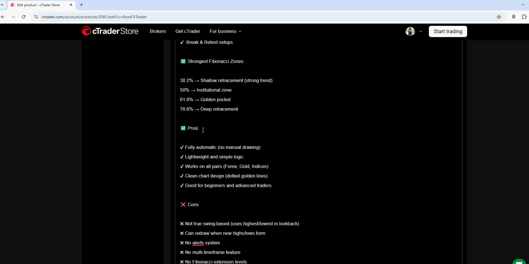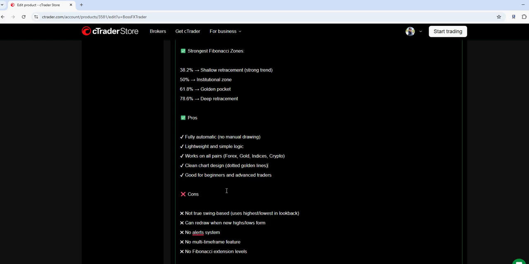So now the pros of this indicator: it is fully automatic with no manual drawing. Okay, lightweight and simple logic as well, and works on all pairs: forex, gold, indices. We can also put crypto here, right? And then clean chart design. All right, and good for beginners and advanced traders.